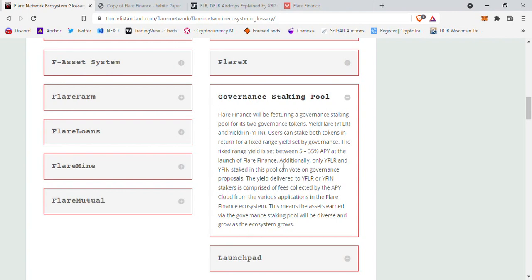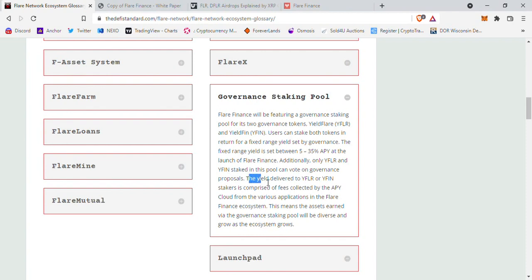Now, additionally, only YFlare and YFin staked in this pool can vote on governance proposals. So only if you are staked. If you have YFlare or YFin, it doesn't matter. The only way you will have a vote or a say on what goes on in the ecosystem is if you are staked in these governance pools.